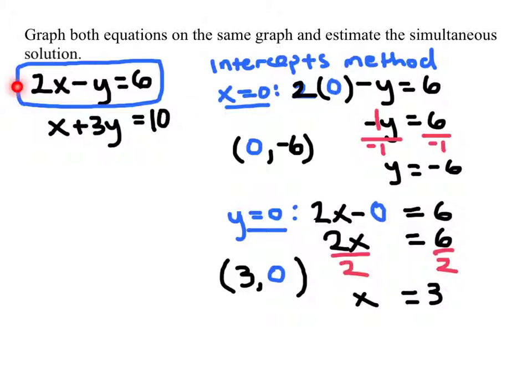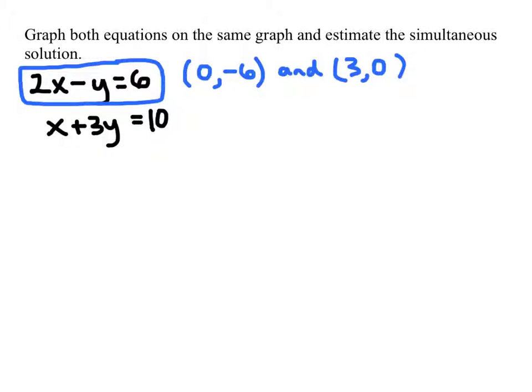Maybe before that I might want to show some work on how I can find the intercepts for x plus 3y equals 10. So I'll do that next. So from 2x minus y equals 6, we have the intercepts 0, negative 6. That's the y-intercept. And the x-intercept is 3, 0. I will now do the same thing for x plus 3y equals 10. Again, with the intercepts method.